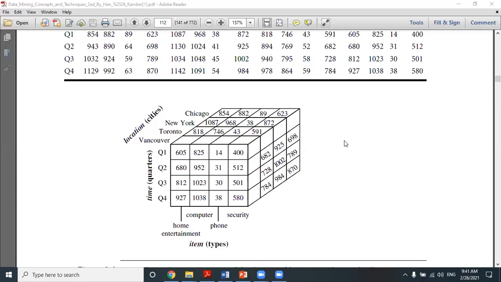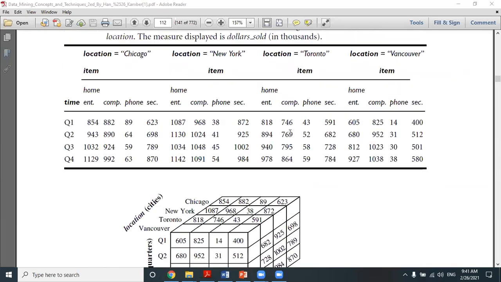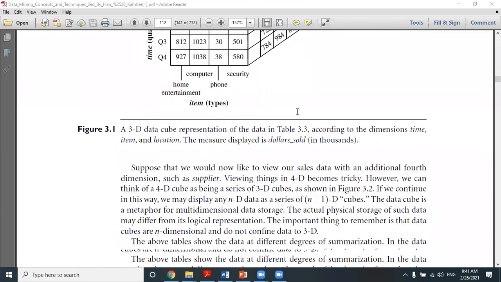So shall we continue? If anyone has any doubt regarding this mapping of the three-dimensional table into a data cube, you can ask me. Is it clear to everyone? The mapping is very important. You have to understand this multidimensional concept, because you will have to write some basic queries on it. You don't have a practical, but you have to know how to write a multidimensional query or OLAP queries on the multidimensional data that I will show you.